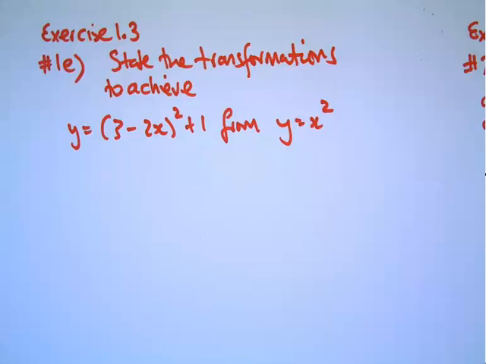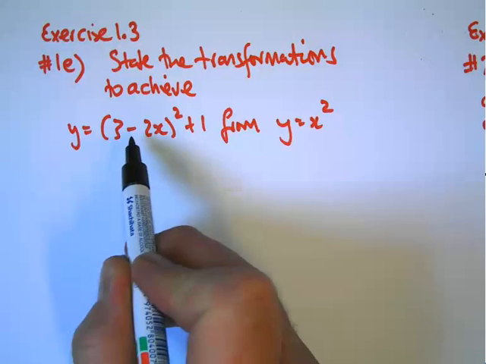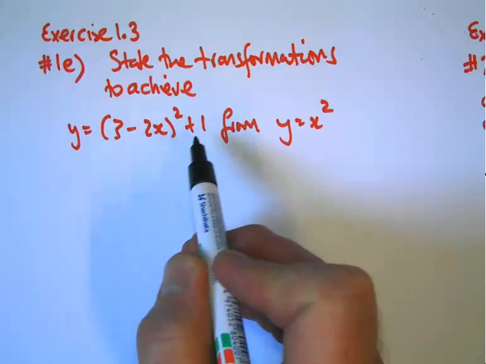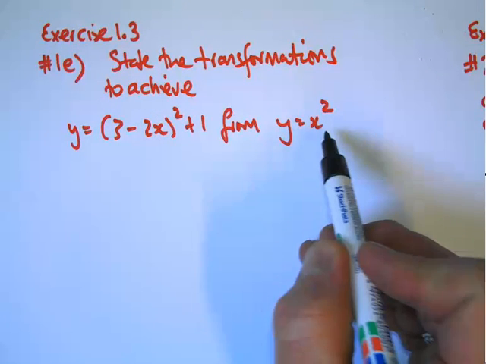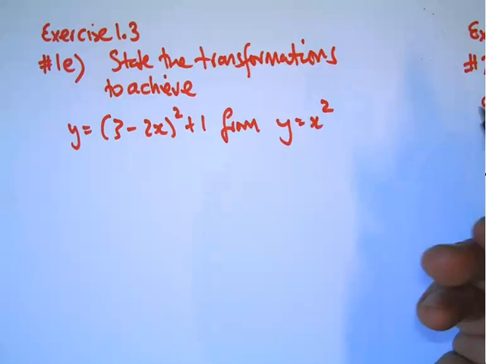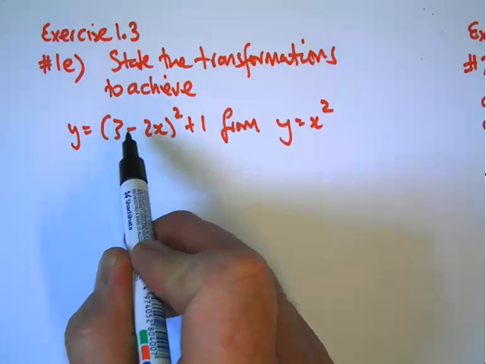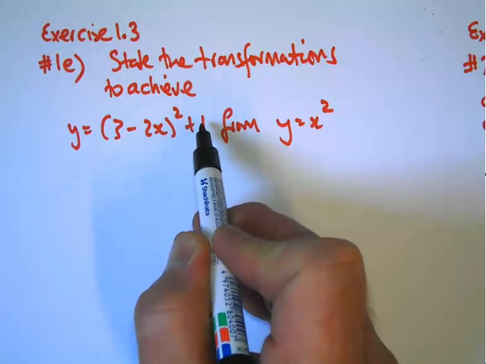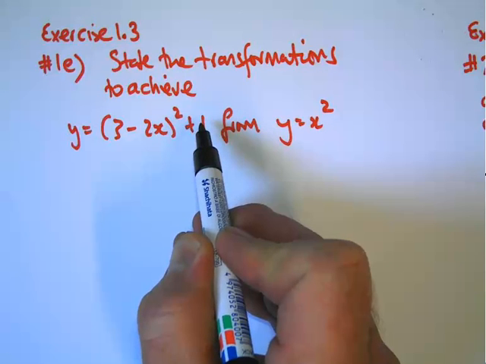This is for Year 12 Methods and it covers transformations, looking at exercise 1.3 1e. State the transformations to achieve y equals (3 minus 2x) all squared plus 1 from the original function y equals x squared. Okay, so I can see a number of transformations happening in here. The 3, the negative, the 2 and the 1 mean four different transformations have happened.